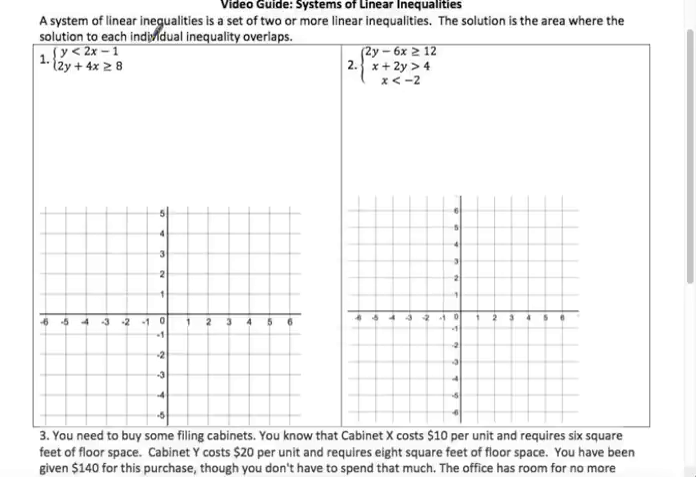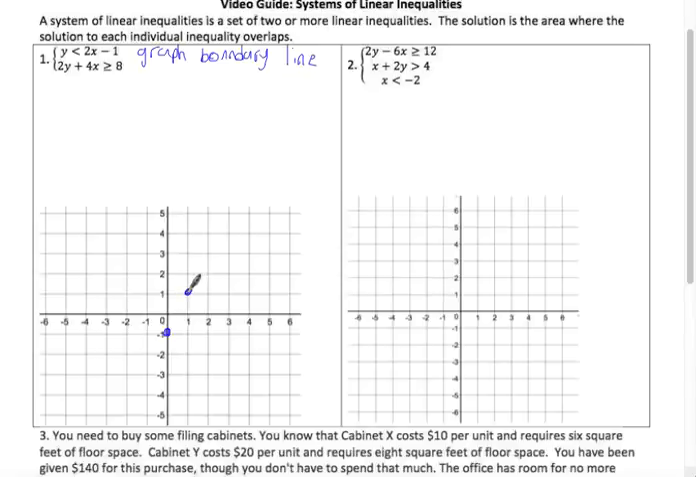So to graph y is less than 2x minus 1, the first thing we do is graph the boundary line, y equals 2x minus 1. So we graph our boundary line. This has a y-intercept of -1 and a slope of 2.